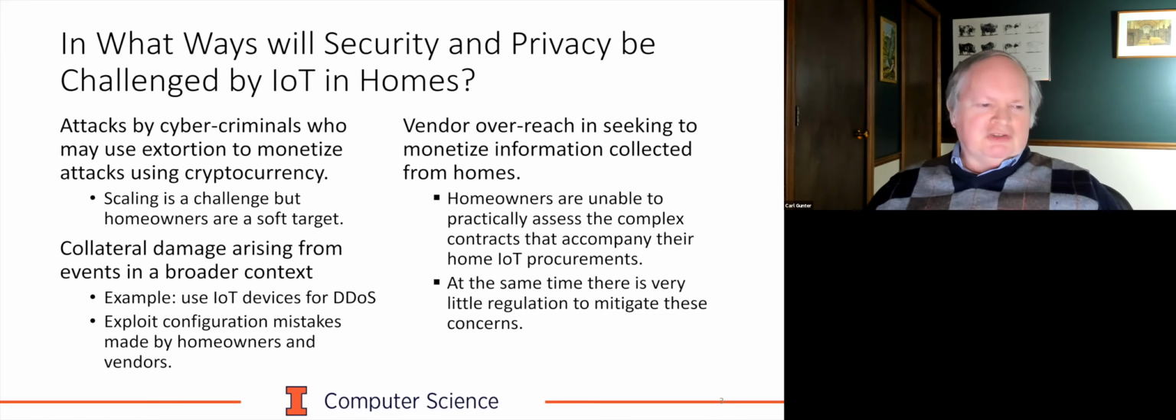Now, a second possibility is that what you need to worry about is collateral damage arising from events in a broader context. In other words, they're not specifically attacking you because you have an asset that they want to steal, but you're caught up in a bigger picture. This has already begun to happen. The Mirai botnet is an example of that, which used IoT devices for denial of service attacks. They could collect devices that were misconfigured, easy targets, in thousands of homes.